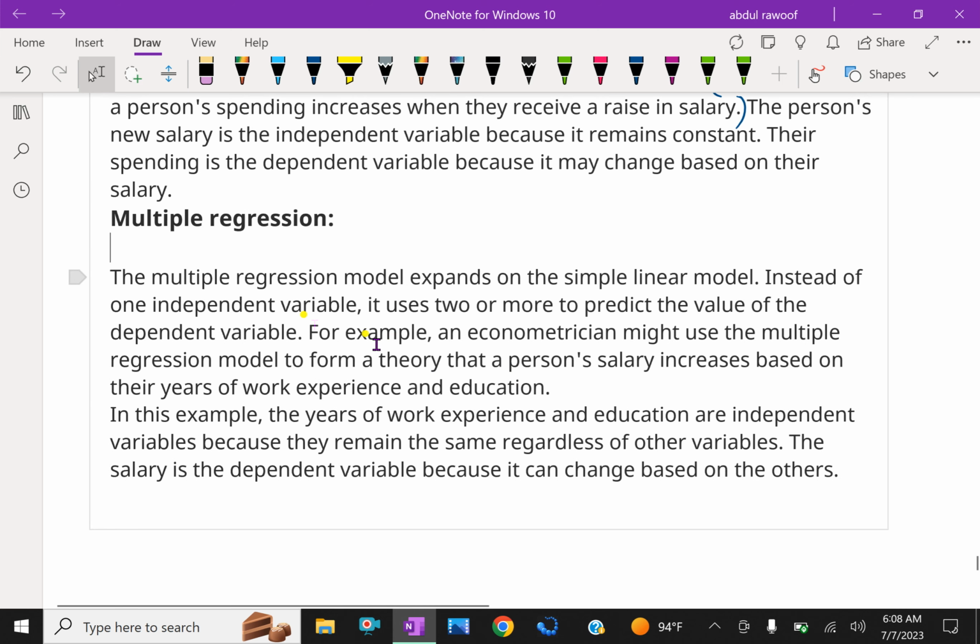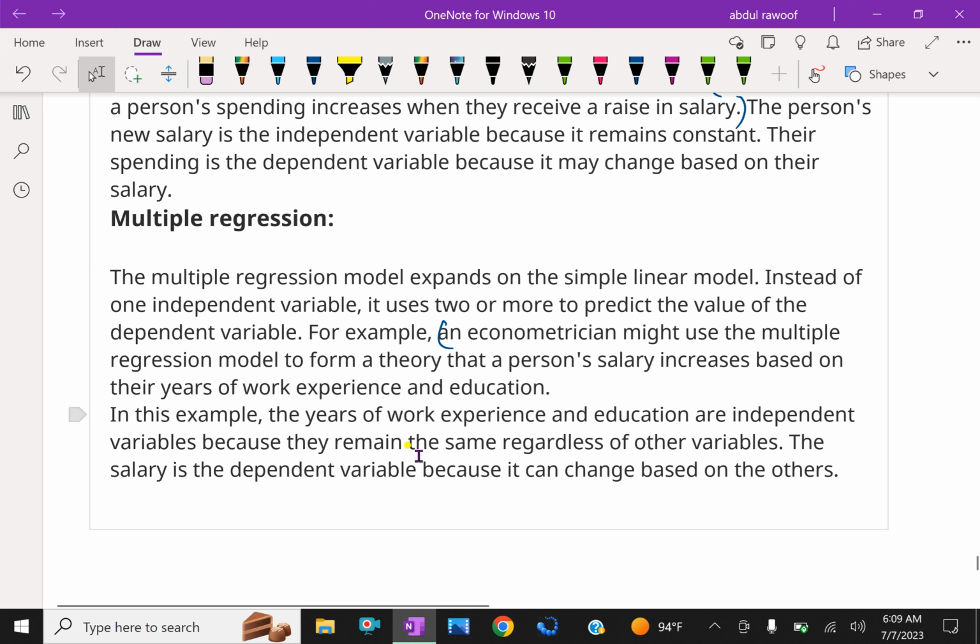Multiple regression. A multiple regression model expands on the simple linear model. Instead of one independent variable, it uses two or more to predict the value of the dependent variable. For example, an econometrician might use the multiple regression model to form a theory that a person's salary increases based on their years of work experience and education.